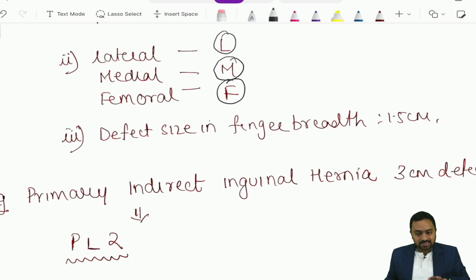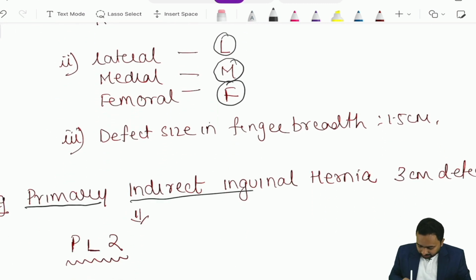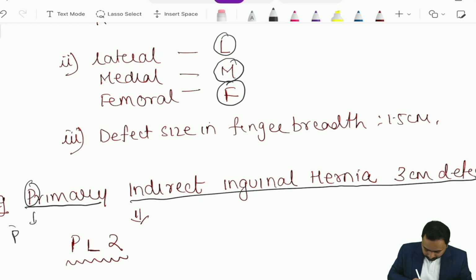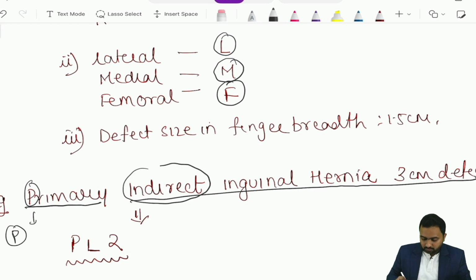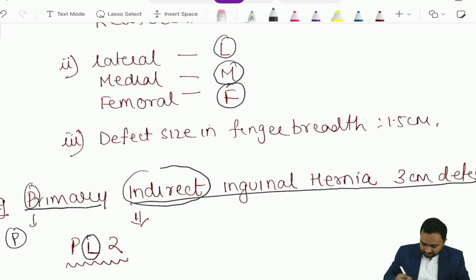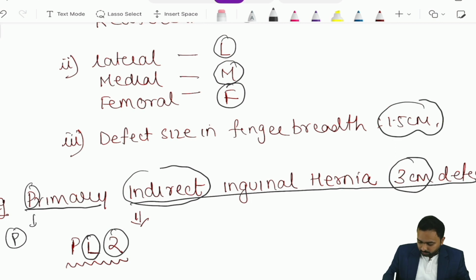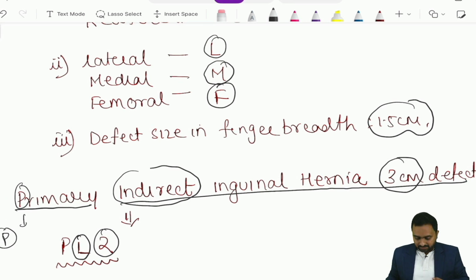So, for an example, you have your primary indirect inguinal hernia, 3 centimeter defect. As per the EHS classification, this would be P; indirect would be your lateral, so it will be L; and then inguinal hernia size of 3 centimeter would be your 2, as it is measured in 1.5 centimeter. So, it would be your 2. So, the EHS classification will be PL2 for your primary indirect inguinal hernia of a 3 centimeter defect.